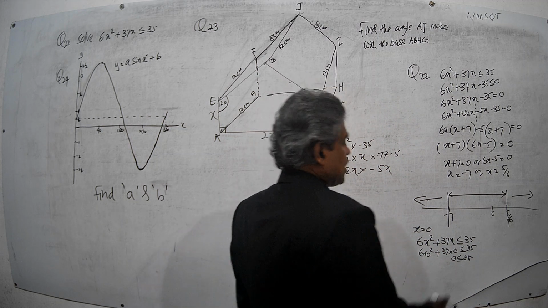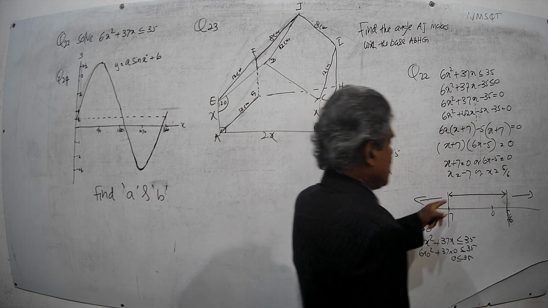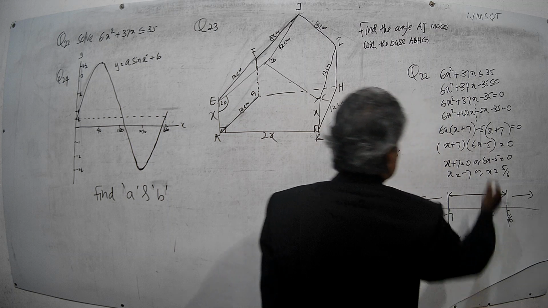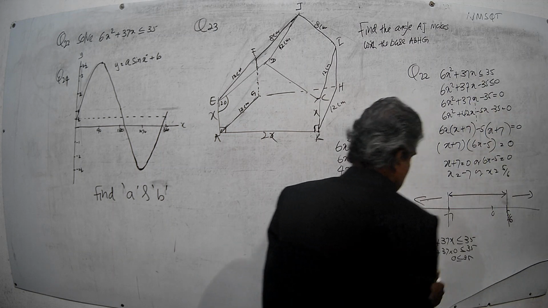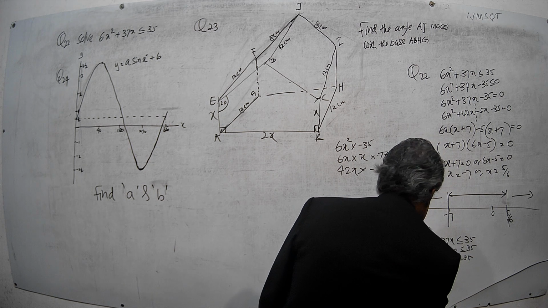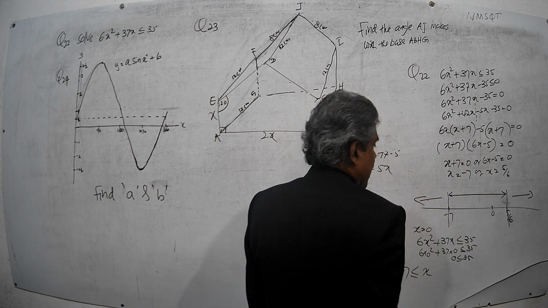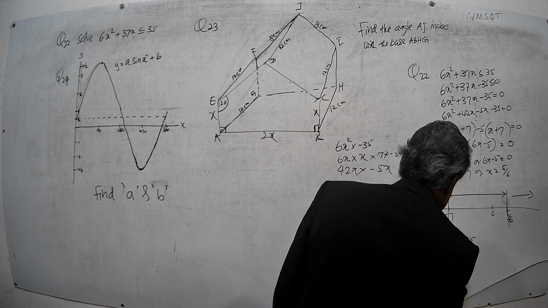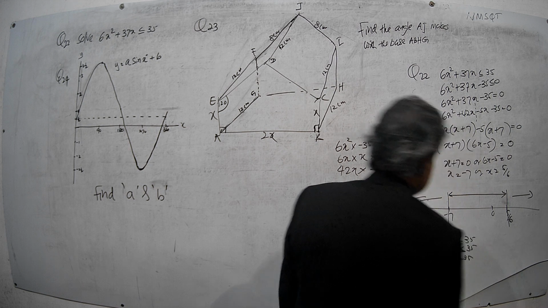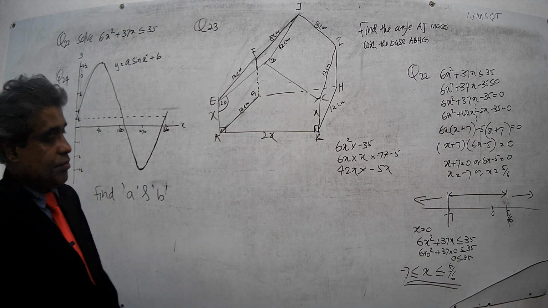Then this region is the fitting region. Therefore, we write the inequality solution using this region. Because here there is less than or equals, you write x greater than or equals minus 7 and less than or equals 5 over 6. This is the solution.